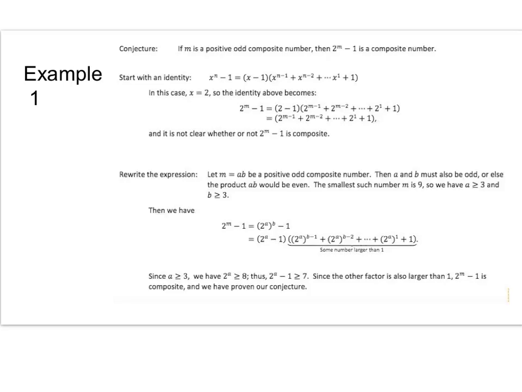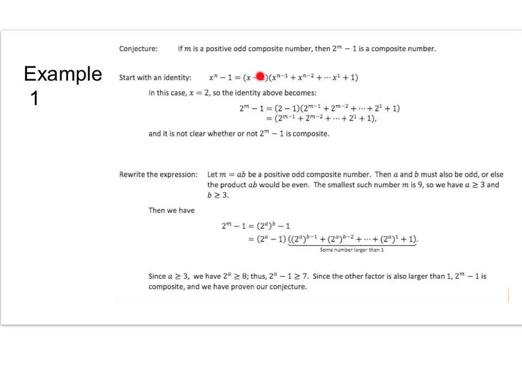So let's just read through it. We're going to read through the conjecture and try to form a pattern. So let me get the highlighter out. Our conjecture: if m is a positive odd number, then 2 to the m minus 1 is a composite number. So we're going to start with our identity.